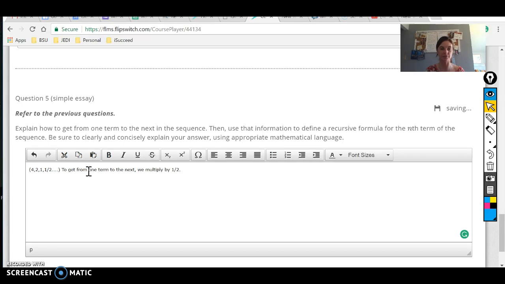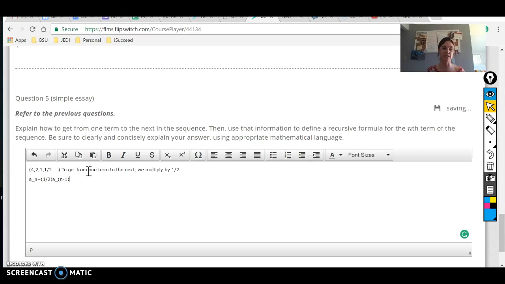Okay, so that answers the first question. So then they say, well, now come up with a recursive formula for the nth term. And when we're dealing with a recursive formula, that means we need to know the previous term. So based on the information we just provided, we multiplied the previous term by 1/2. So that recursive formula is going to be a sub n equals, let's put it in parentheses, 1/2 times a sub, and we'll put this in parentheses, n minus 1.